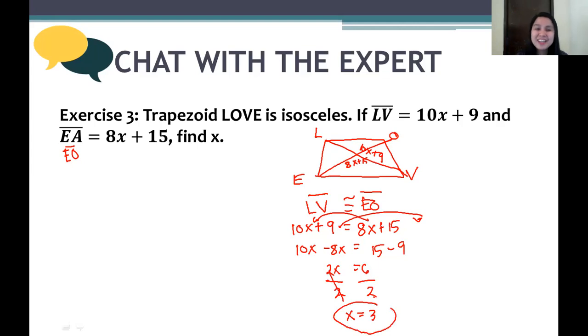Now, how to check that? You can check it by substituting. So let's have 10x, 10 times 3 plus 9, that's 39. How about EO? 8 times 3 is 24 plus 15, that's still 39. So they are congruent. They have the same measure.